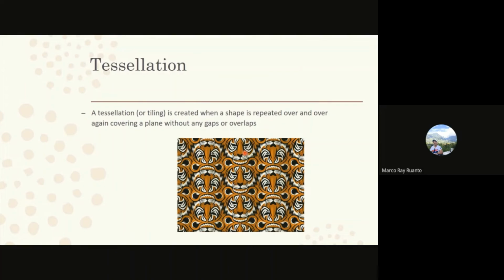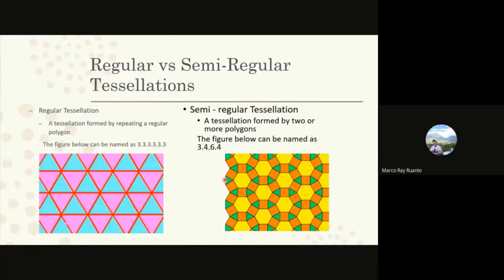Okay, this one is an example of an irregular tessellation, because there is no polygon involved here. But if you try to study tessellation, when you only have a single regular polygon, that is a regular tessellation. But if two or more polygons are involved, we call that a semi-regular tessellation. By the way, you name the tessellation.